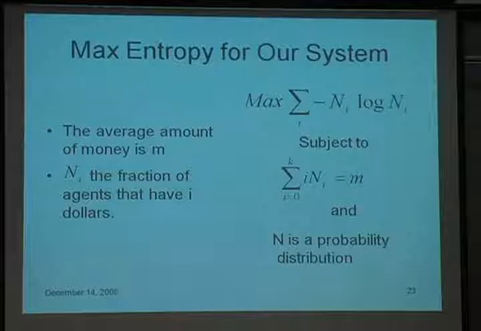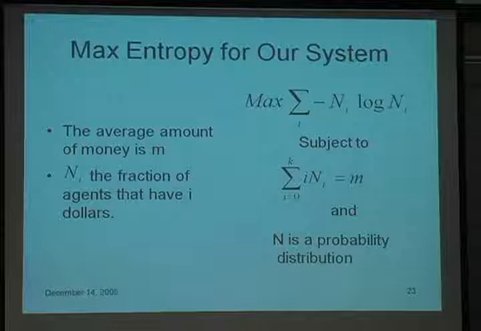So we want to find the distribution that maximizes entropy. I'm changing slightly, and instead of n_i being a number, I'm just going to have n_i be the fraction, to keep the slide a little simple. We have some average amount of money m, and n_i fraction of agents have i dollars. We want to find out what distribution of money we're going to get. So we want to maximize the entropy subject to the constraint that the average amount of money is m, and the whole distribution n has to be a probability distribution.